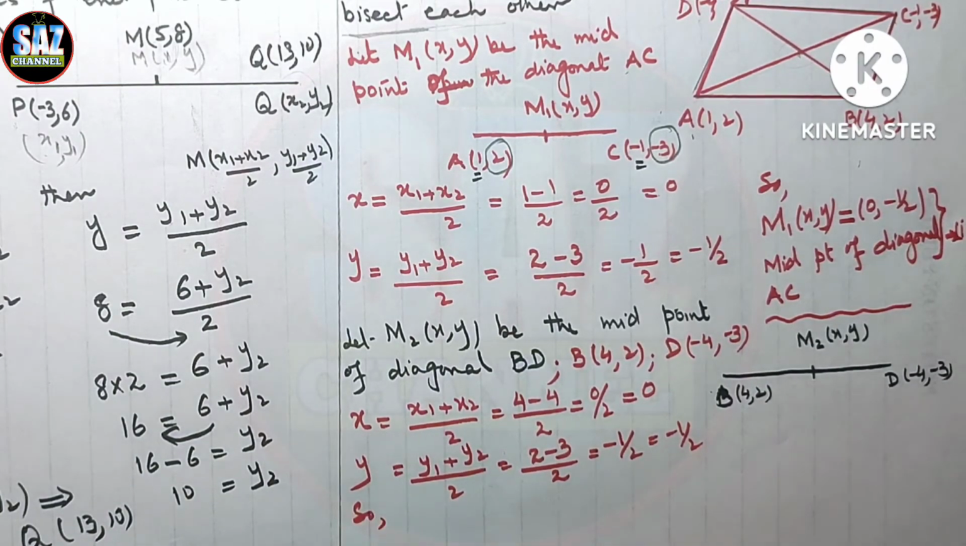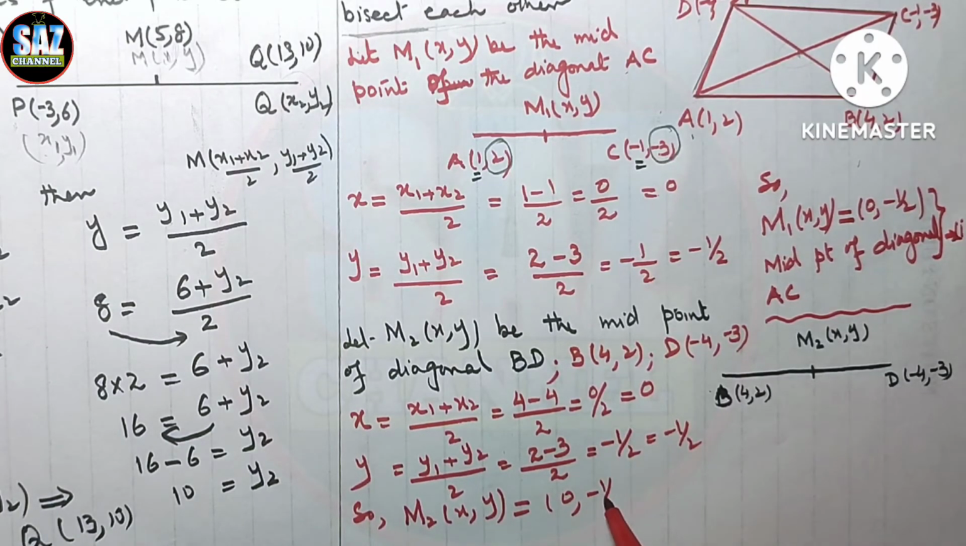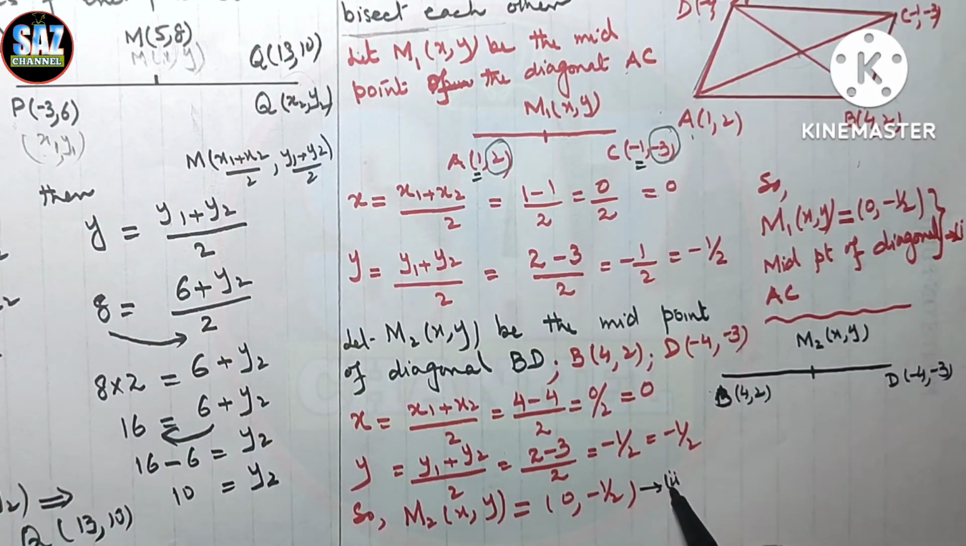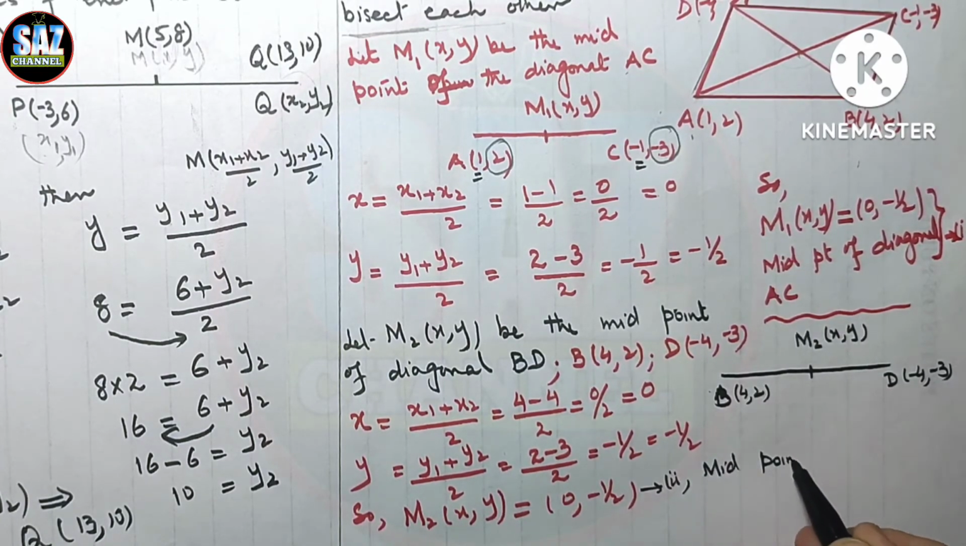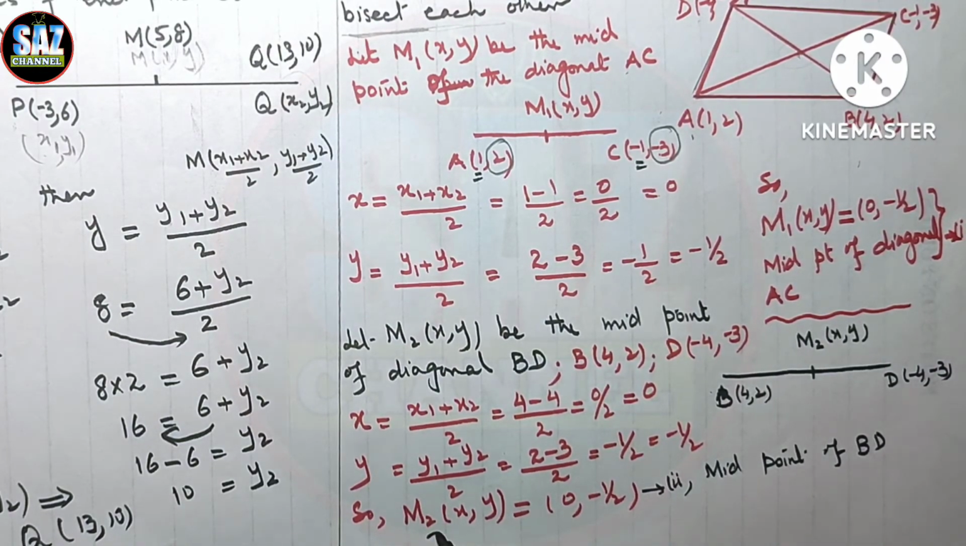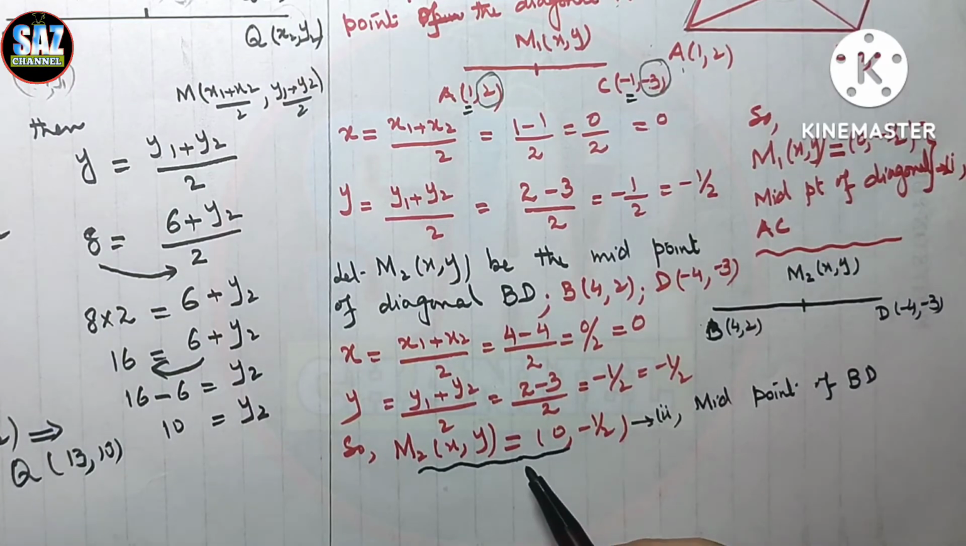So M2(x, y) equals (0, -1/2), and this is the second point, the midpoint of the diagonal. Midpoint of which diagonal, students? BD. And now from 1 and 2, do observe them carefully.